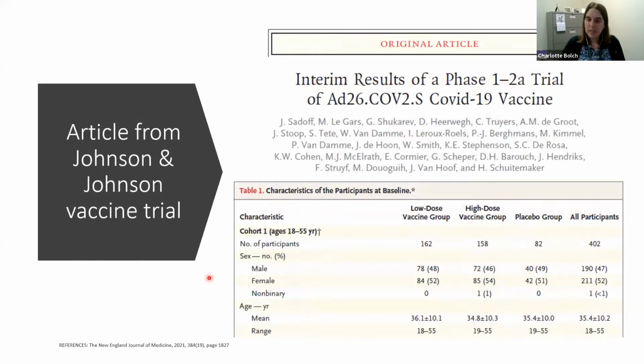We see a different set of summary statistics in an article from the Johnson & Johnson vaccine trial. They're reporting sex in terms of categories, in terms of number and percentage, but then for their age, instead of reporting median and IQR, they're reporting the mean and the range, and then they're also reporting the standard deviation as well.